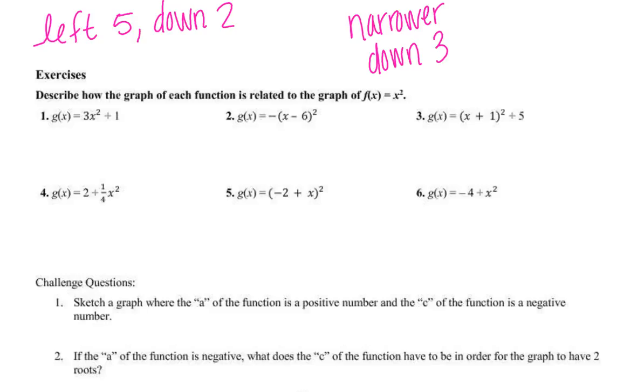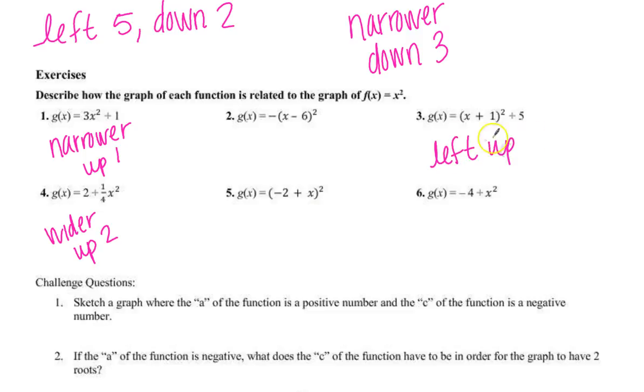So this one right here, I'm just going to give you an answer. This one is narrower and up 1. This one is wider and up 2. Perfect. I'm going to do this one in the calculator for you as well as this one. This one should have moved left 1 and up 5. So there's a 1 there, sorry, and up 5. Good. And this one should have just been down 4.